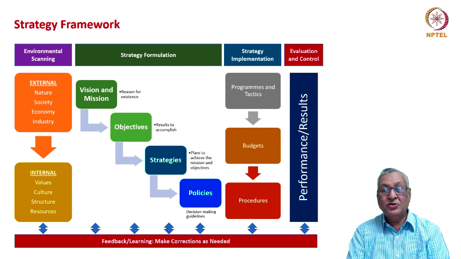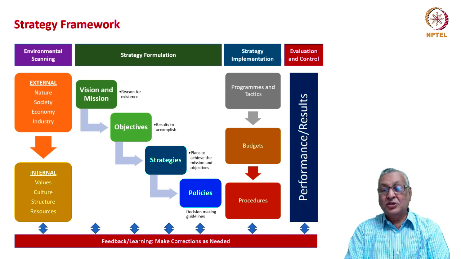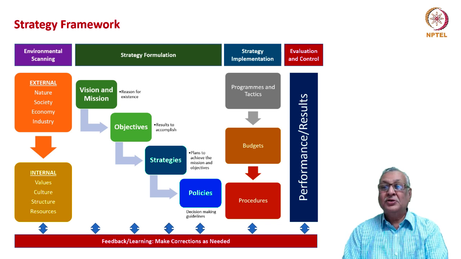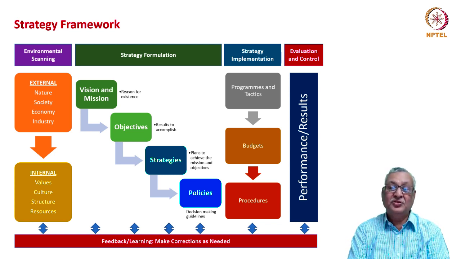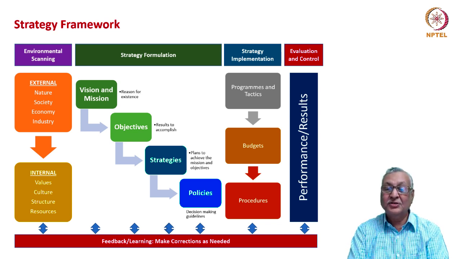Strategies are nothing but plans to achieve mission and objectives. Finally, we have policies. How do we ensure that the strategies are the right strategies? How do we ensure that the execution is as per the value systems, cultural ethos, structural realities, and resource deployment of a company? Once we do that, we get into strategy implementation. It comprises 3 blocks of activities. 1, the programs and tactics we have to implement a strategy, the budgets with which the strategies can be implemented, and the procedures that are required for seamless and smooth implementation of strategy.